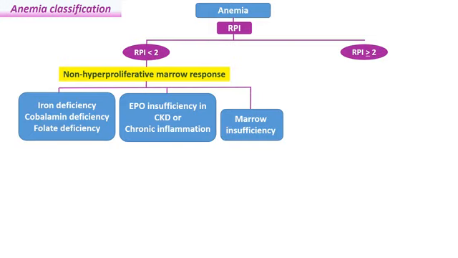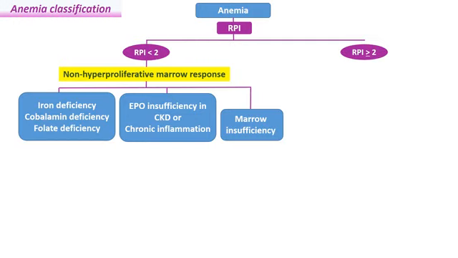Under this setting, number 1 is the deficiency of nutrients, that is iron deficiency, cobalamin deficiency and folic acid deficiency. Number 2 is the erythropoietin insufficiency, as in chronic kidney disease, chronic inflammation, cancer, etc. Number 3 is the marrow insufficiency, as in myelofibrosis, aplastic anemia, like this.